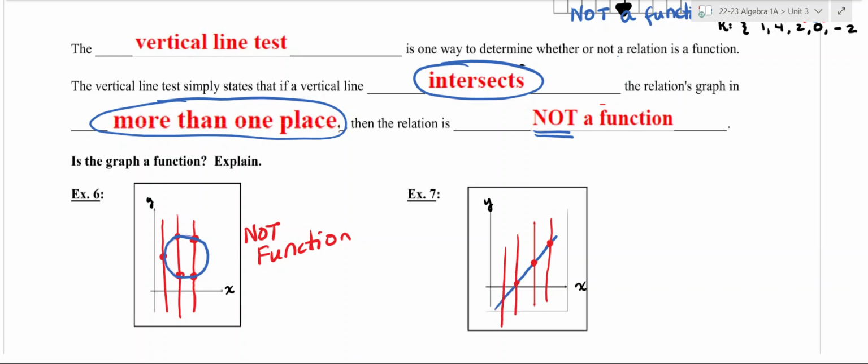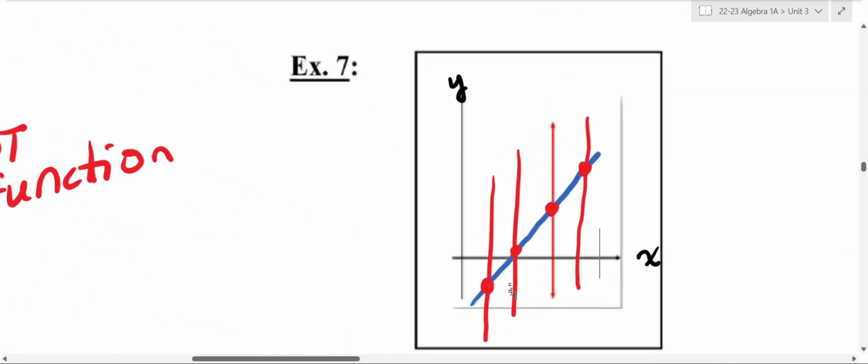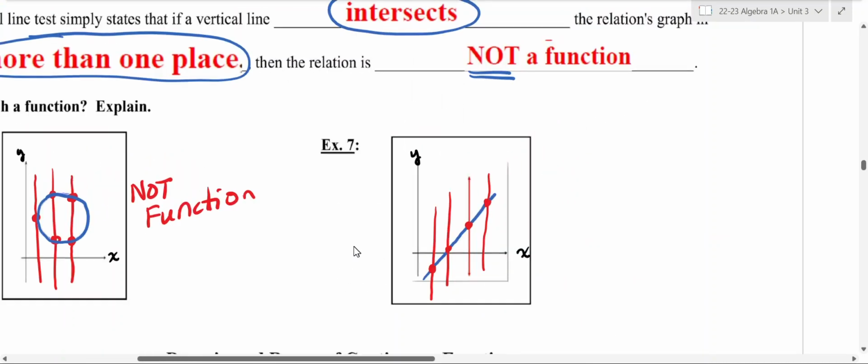And we're only talking about touching. We had a question about this in class, but it's also touching the x-axis. That's fine. We don't care about it touching the x-axis. We're talking about whether the vertical line is touching the relation function right here. And it's only touching the function or relation once. In this case, that means that this graph is a function.